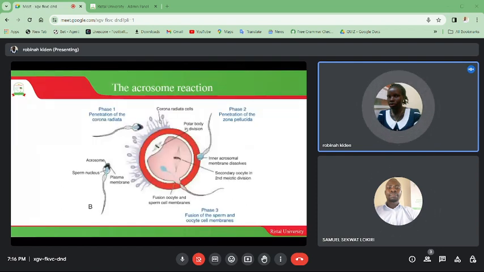So right here we have a pictorial which is demonstrating the acrosome reaction, how exactly it takes place. You can see the inner acrosomal membrane which dissolves, and as a result we have the secondary oocyte in the second meiotic division, and the other structures that you can take time and study properly.